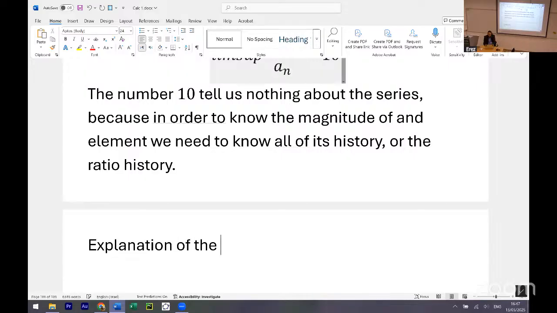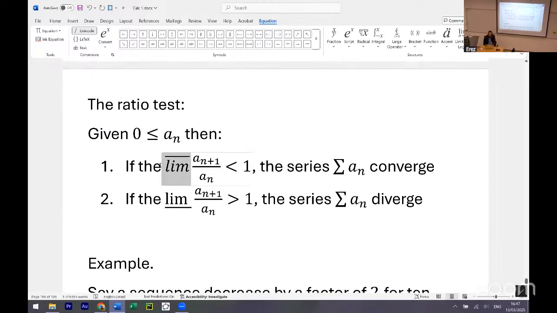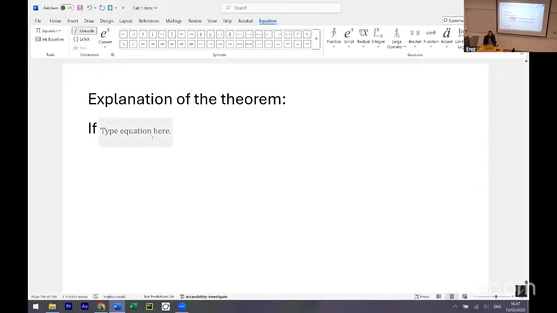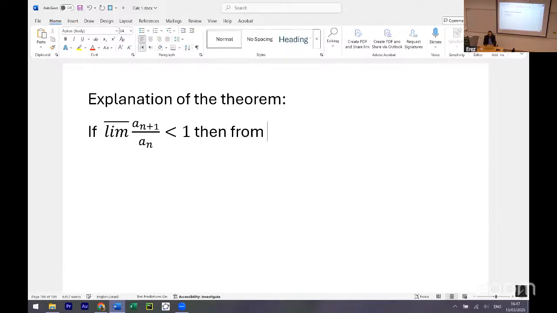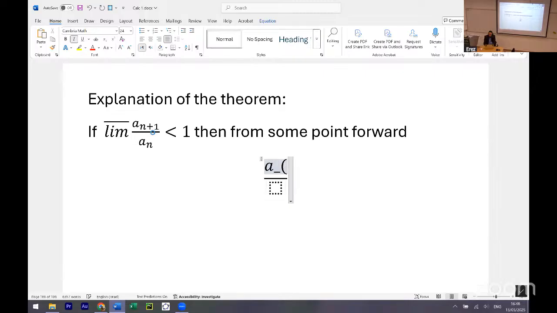Explanation of the theorem, not a full proof. If the lim sup of the ratio is smaller than 1, then from some point forward, the actual ratio will be smaller than q, which is smaller than 1.